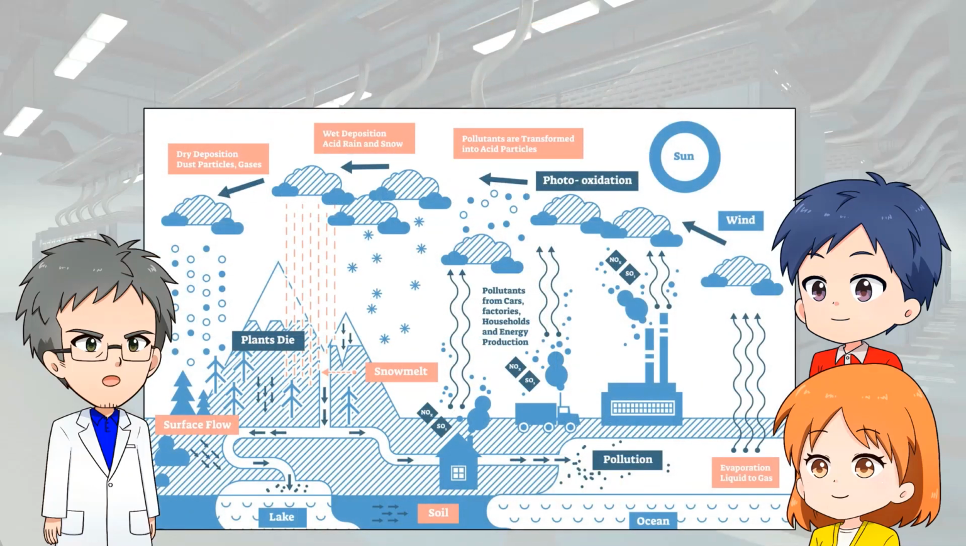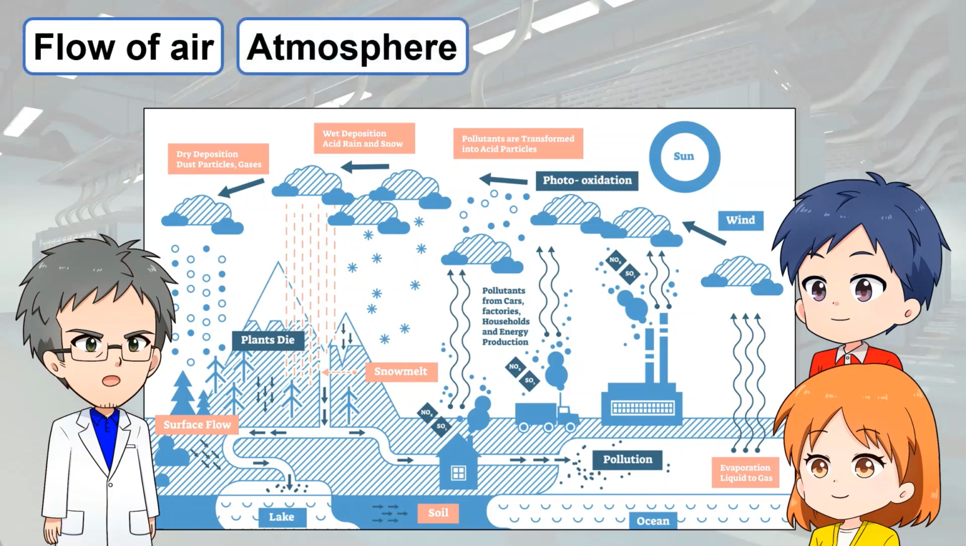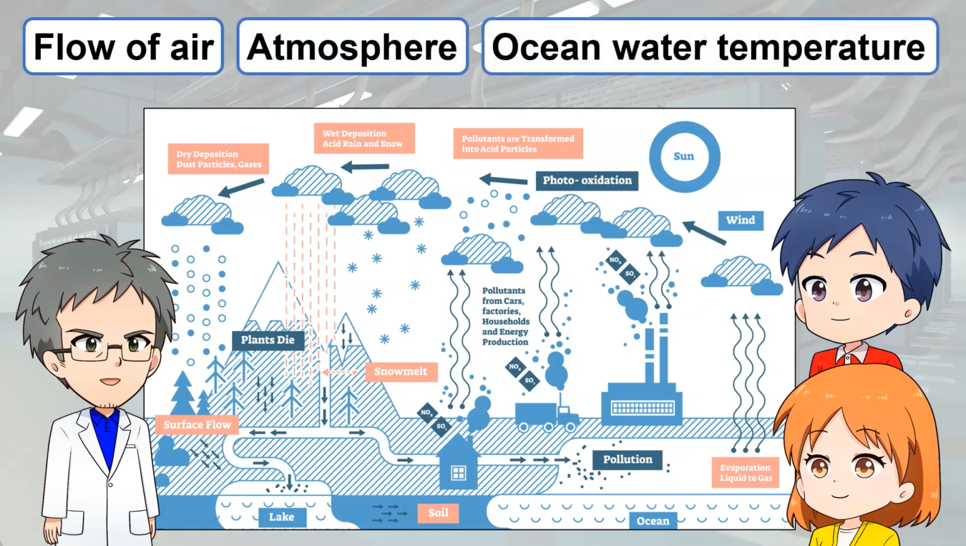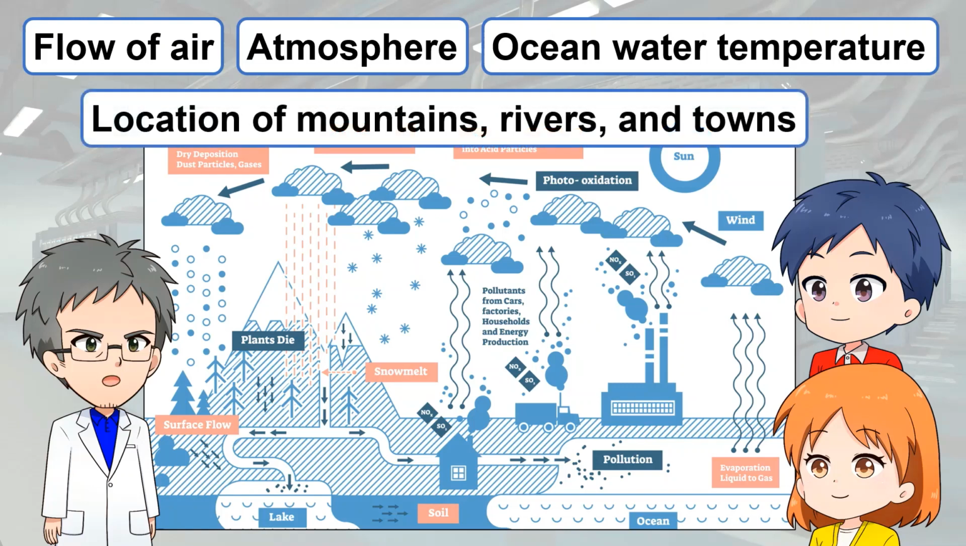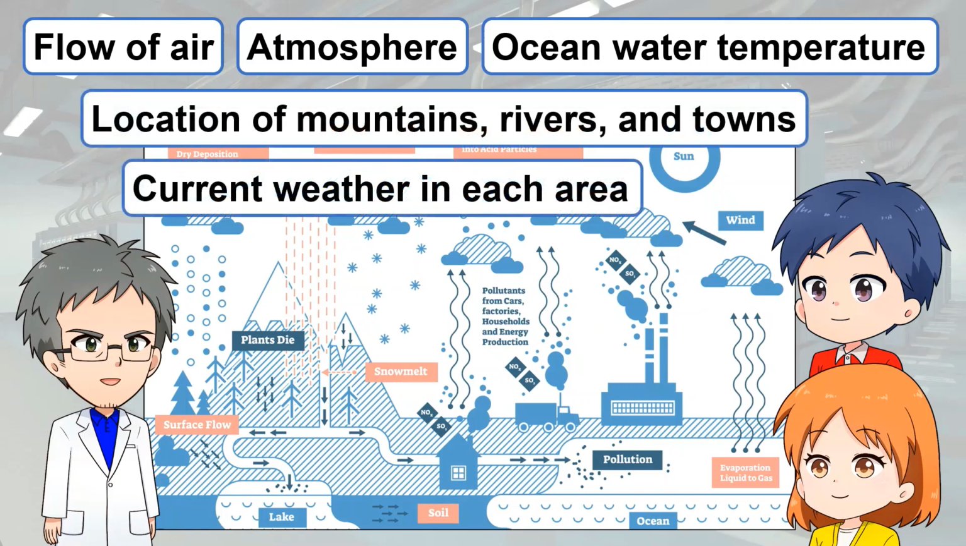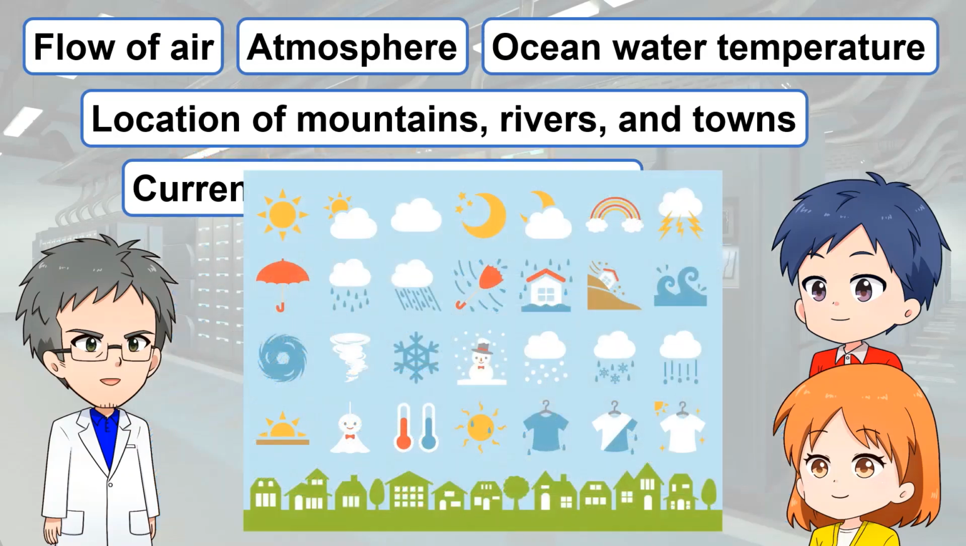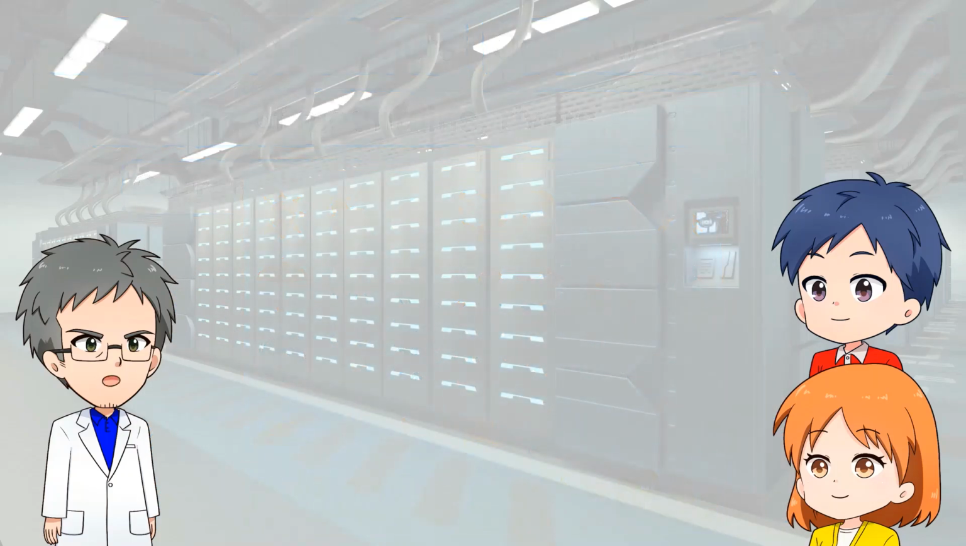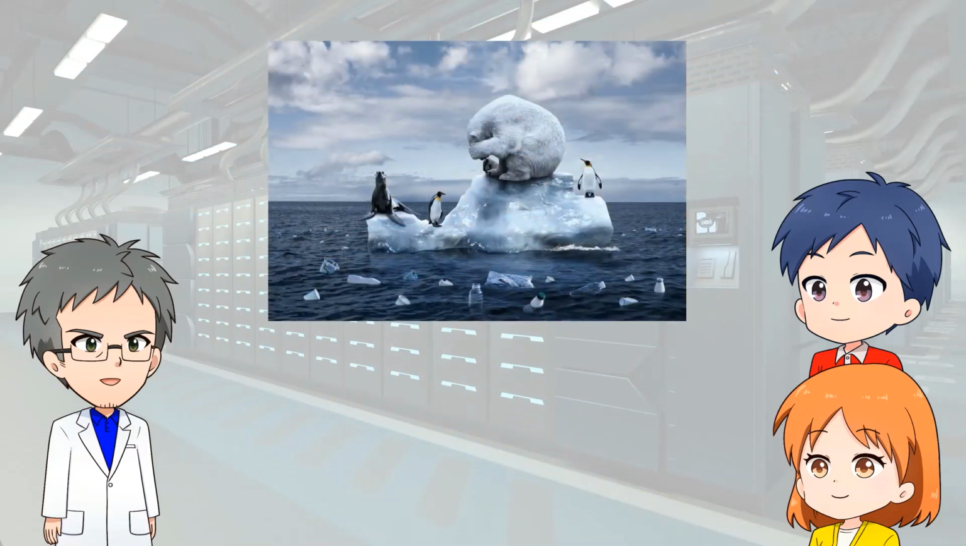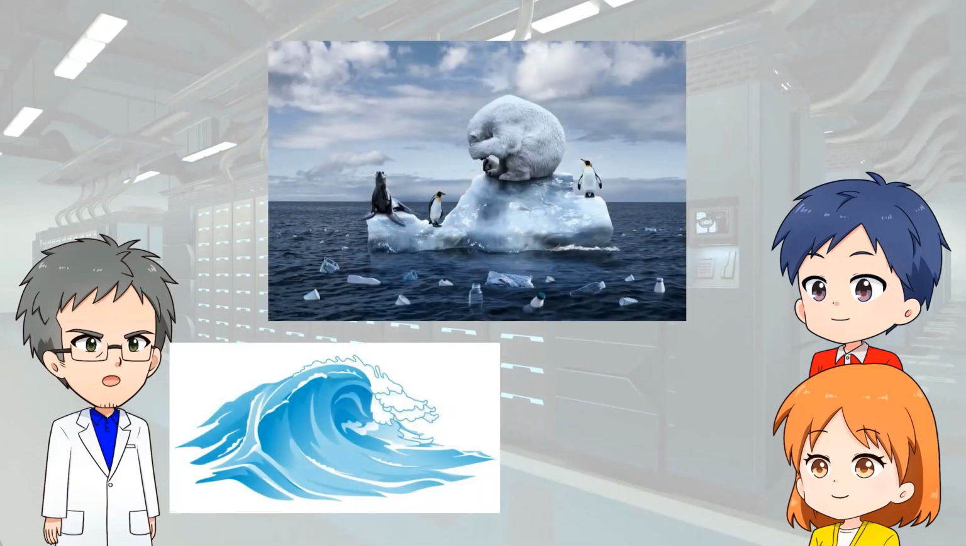Meteorologists use a tremendous amount of calculations based on lots of information, including the flow of the Earth's air, atmospheric pressure, the temperature of ocean water, the location of mountains, rivers, and towns, and current weather in each area. They can see how the weather will change. There's also a supercomputer called the Earth Simulator. It can predict global warming and calculate the size and speed of tsunamis when earthquakes strike.